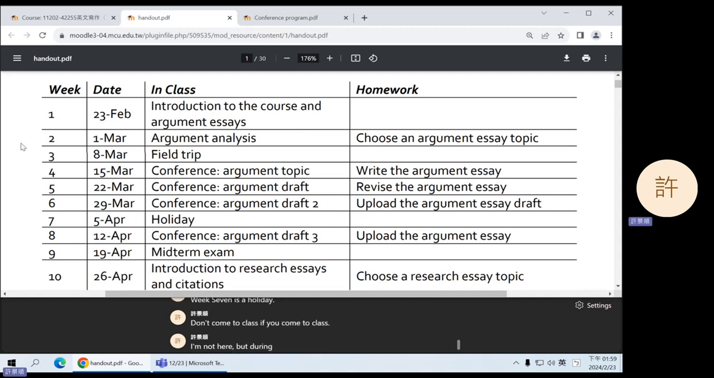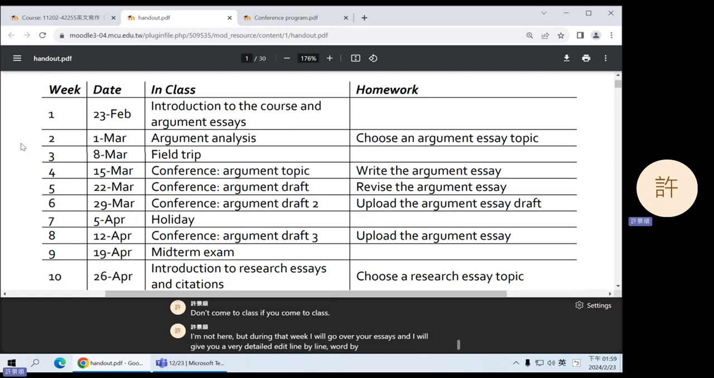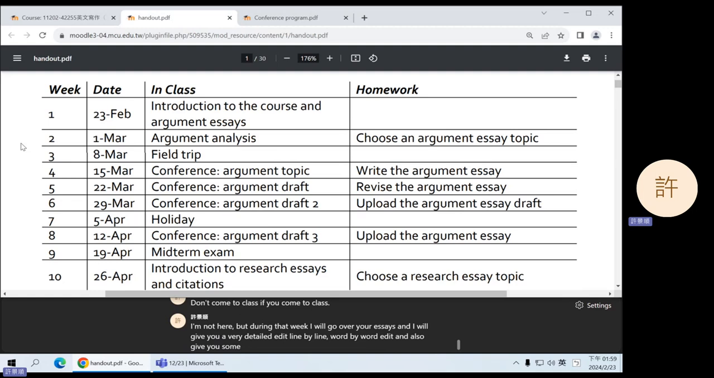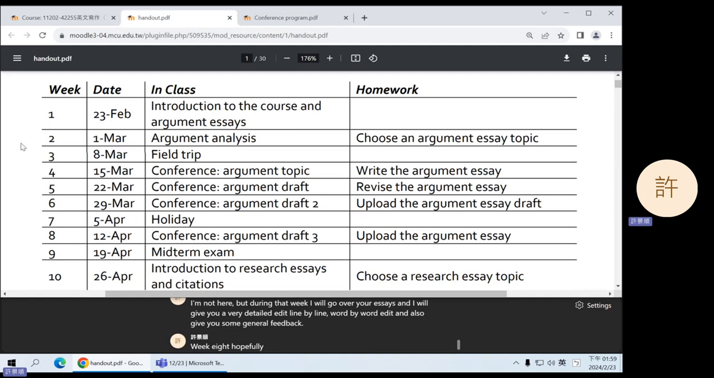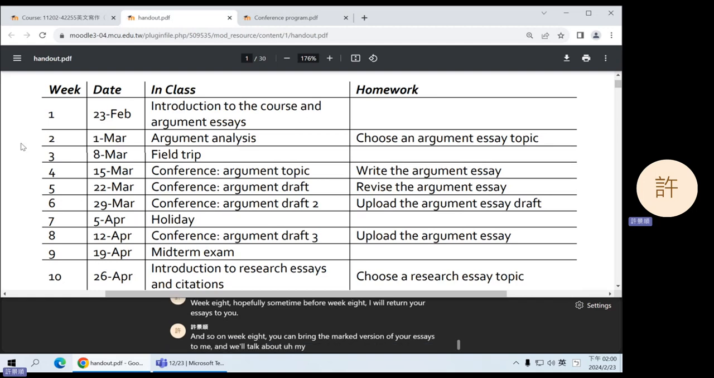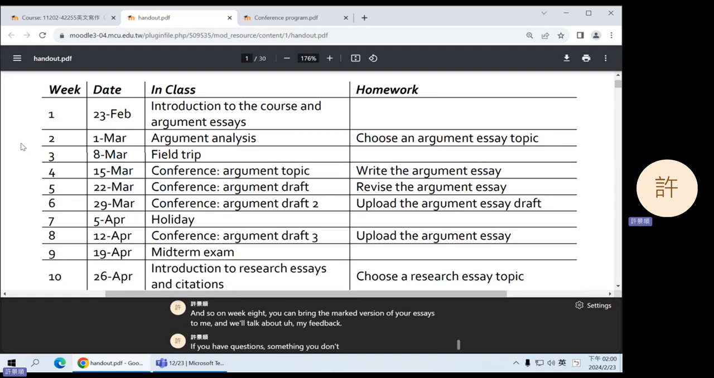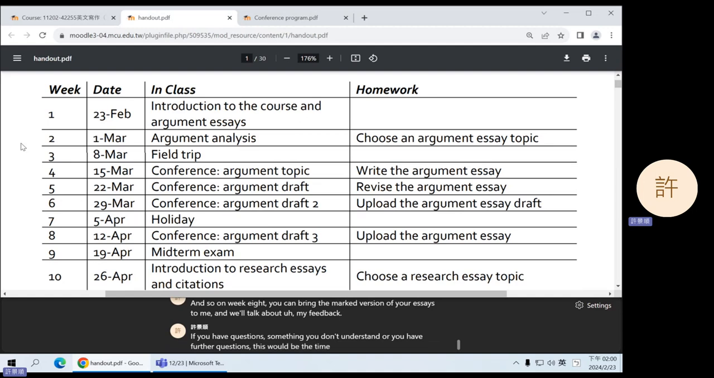But during that week, I will go over your essays and I will give you a very detailed edit, line by line, word by word edit, and also give you some general feedback. Week eight, hopefully sometime before week eight, I will return your essays to you. And so on week eight, you can bring the marked version of your essays to me and we'll talk about my feedback. If you have questions, something you don't understand, or you have further questions, this would be the time to talk to me about that.